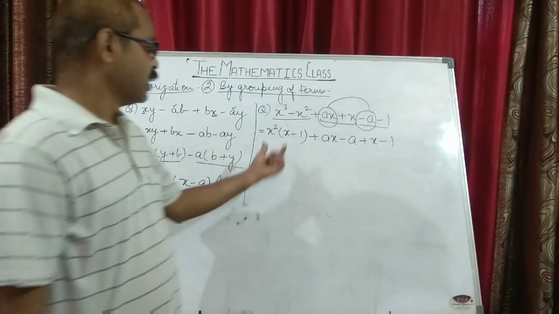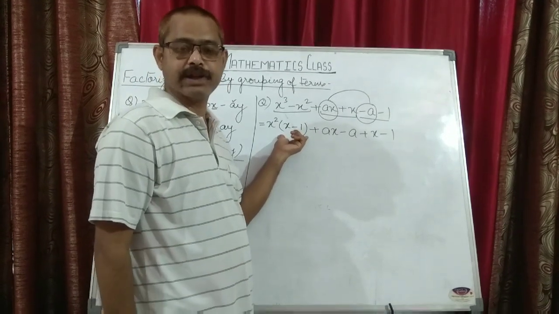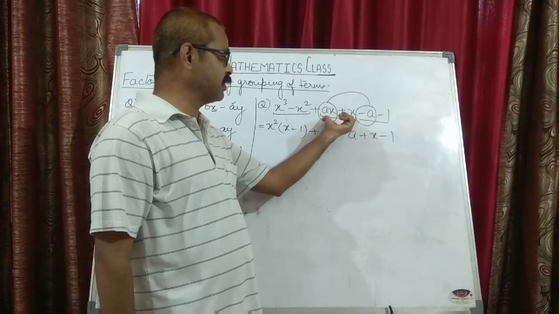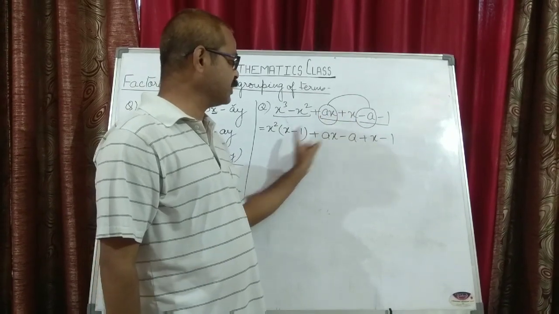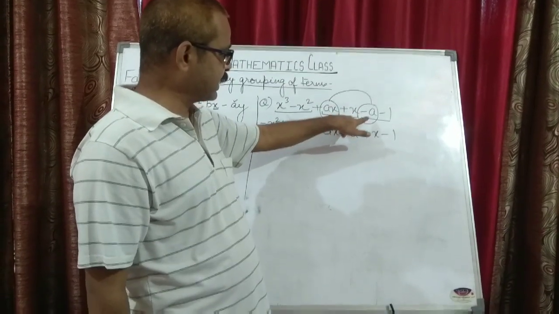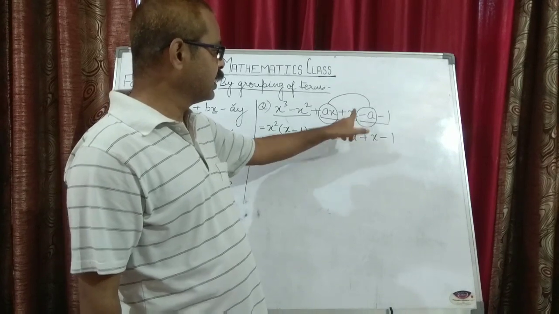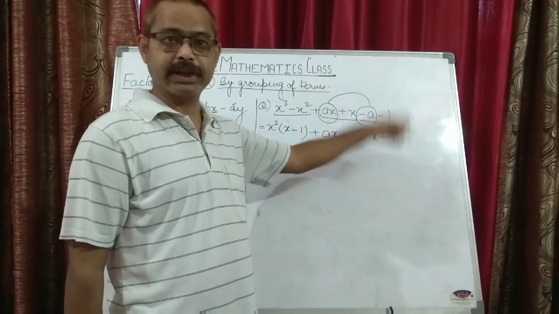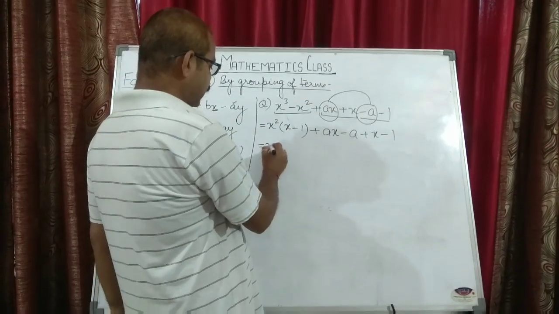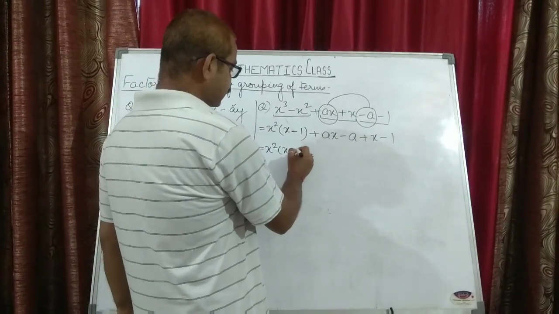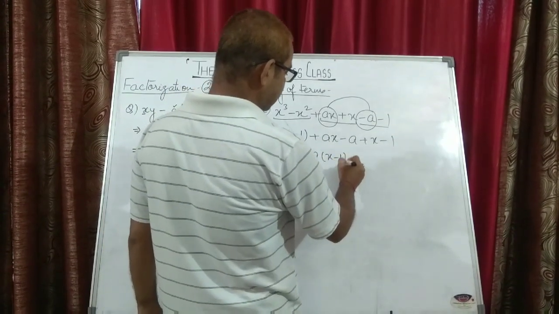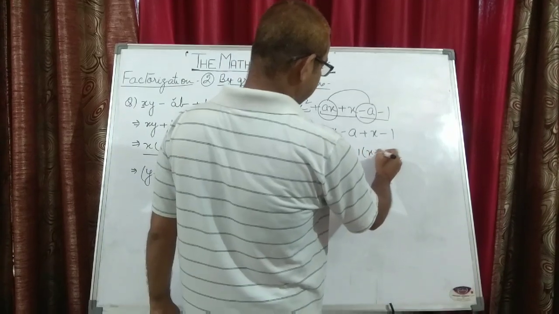Why have I done this? Because I was getting x - 1 common. And if in these two I take x common, I'll be left with a + 1, so that will not work out. So I found that ax - a can be taken together and x - 1 can be taken together in order to get x - 1. So in the next part, x - 1 plus, if I take a common, you will be left with x - 1. Again here 1 common, so x - 1.